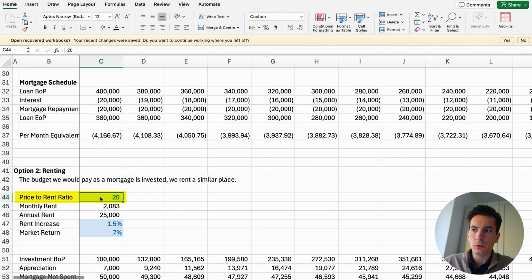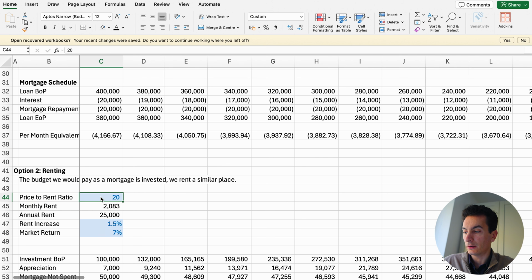I've looked at a few cities. These are usually big cities that I looked at: Zurich, London, Dubai. There's usually a price to rent ratio of around 20. So that means that it would take about 20 years of paying rent for you to repay the amount of the value of the house, assuming that there is no increase in rent or increase in value of the house. It's just to this day.